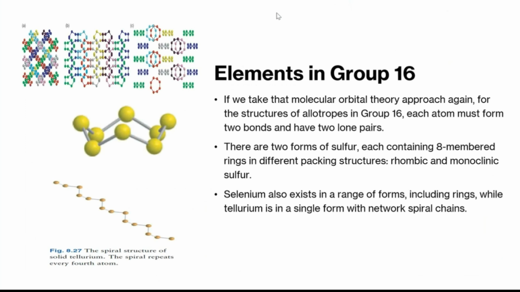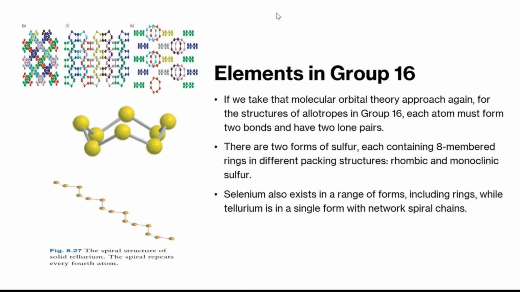So again, using a molecular orbital theory approach, there are going to be more electrons now in those antibonding molecular orbitals, which now means that we have 2 lone pairs on every single atom when we're looking at 3D structures. So we look at something like sulfur. There are 2 main allotropes that you need to know: rhombic and monoclinic sulfur. They have 8-membered rings with 2 bonds, 2 lone pairs per atom, and these rings are formed in different arrangements if you're looking at either rhombic or monoclinic sulfur.